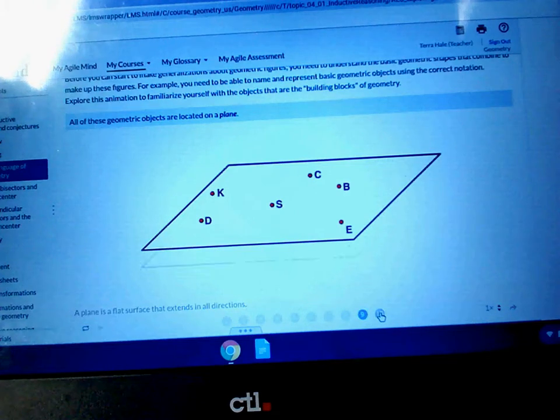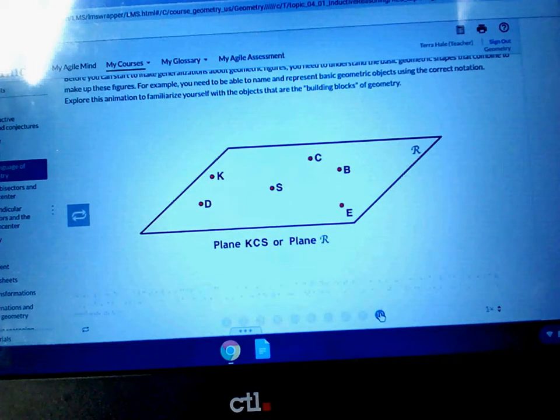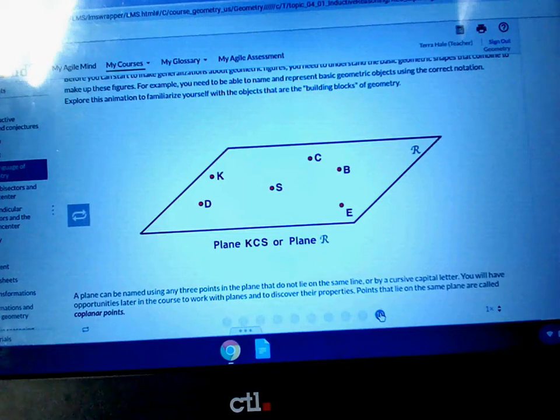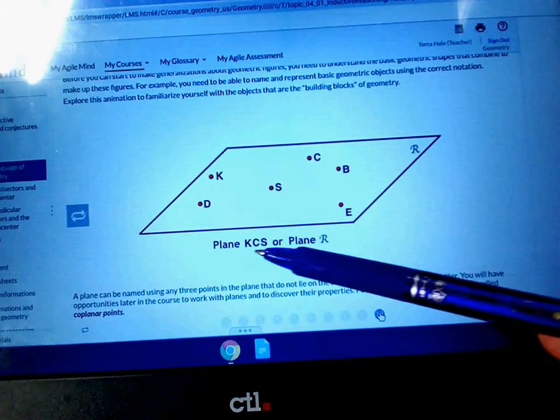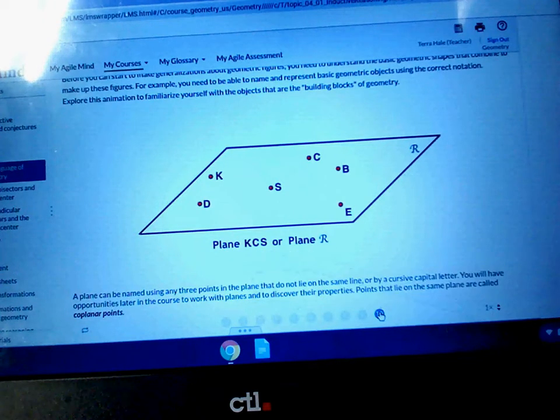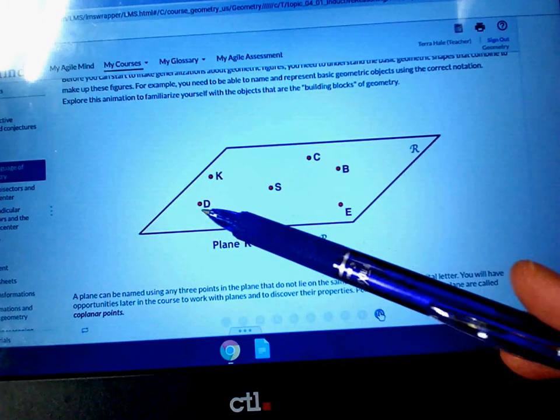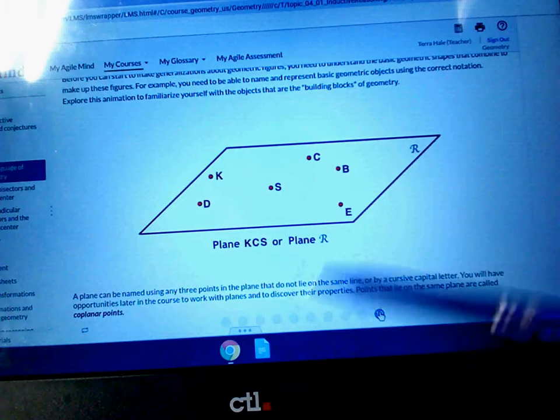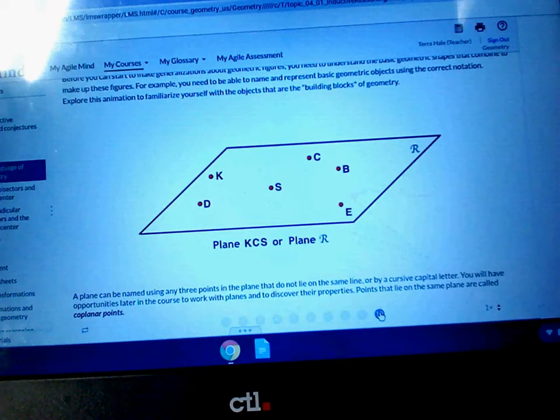When you name a plane, you have 2 options. You can name a plane with any 3 points on it. Okay, so this is just one option, plane KCS. I could name this plane DBE. I could call it plane ESK. Any 3 points on the plane can name it, but make sure you use the word plane.